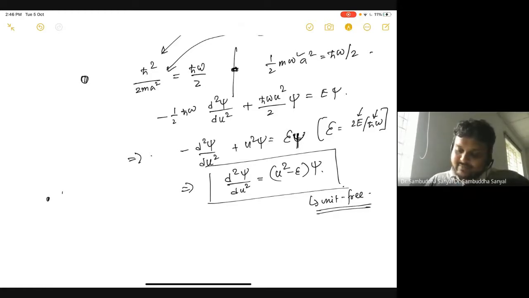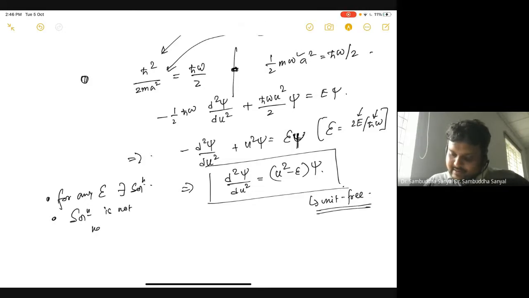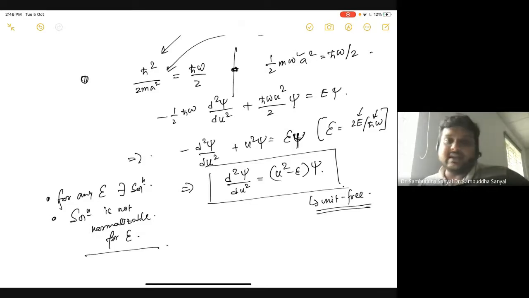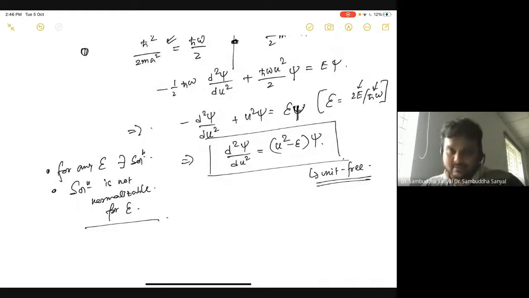Okay, so now if you stare at it just as a differential equation, you would expect that for any epsilon there must be a solution. And the solution need not be normalizable. You can solve it in many ways, but it is not always normalizable for all epsilon. And that will tell you that the epsilon is quantized, which means not all epsilon is allowed. I will come in a moment to how you can very clearly see this.